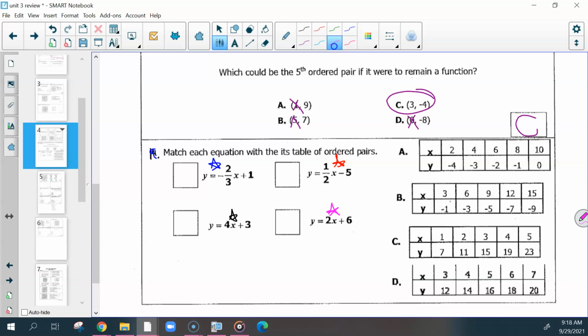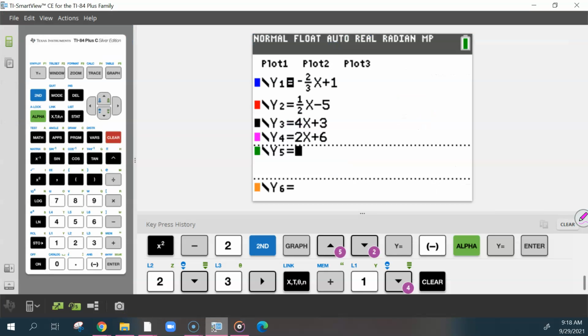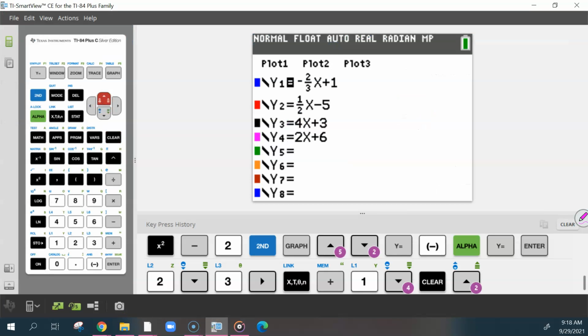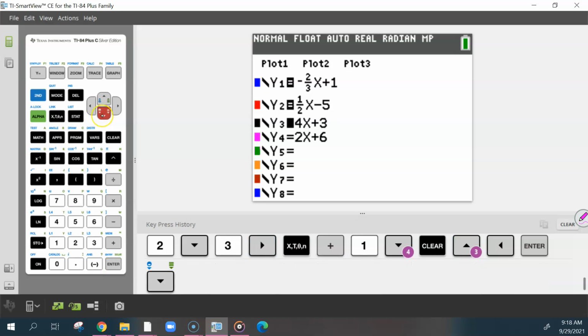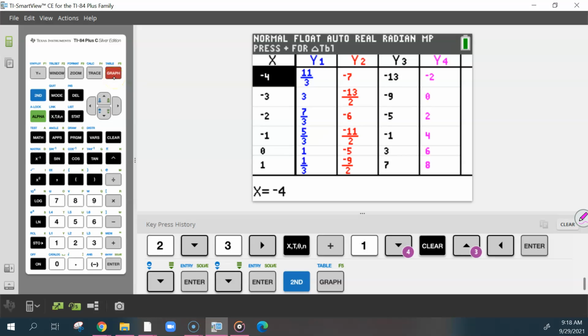Alright, so I'm gonna look at these tables. This would be easier if I had one of these in. There it is. And look at my table. So all of them are in there. I need to go back and make sure they're all gone. And I'm going to look at all 4 of my tables at the same time.